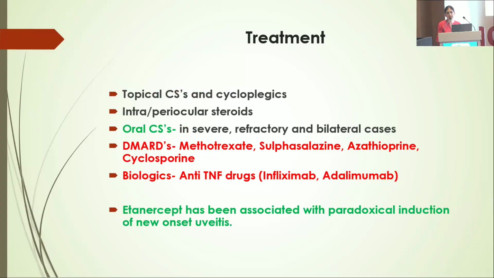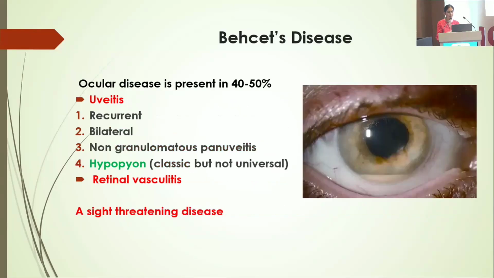Treatment for such a case is corticosteroids in severe refractory bilateral cases. Treat such patients with DMARD, with sulfasalazine as drug of choice, followed by methotrexate. Biologics in the form of infliximab, adalimumab, anti-TNF drugs are drugs of choice. Etanercept should not be used as it is associated with paradoxical induction of new onset uveitis.